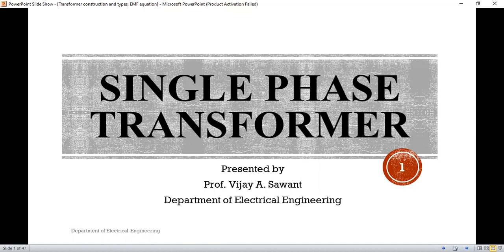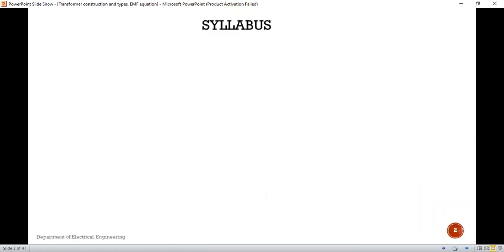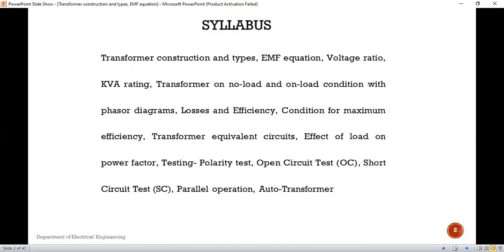Okay, now see, the single phase transformer is unit number 4. Now we will discuss the syllabus of this unit 4, single phase transformer. The syllabus of the single phase transformer unit will contain transformer construction and types of transformer. In that we will also discuss the working principle of the transformer.